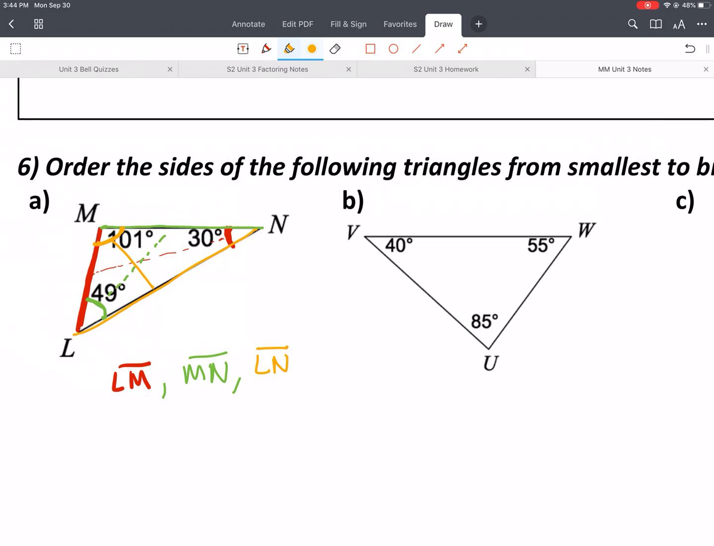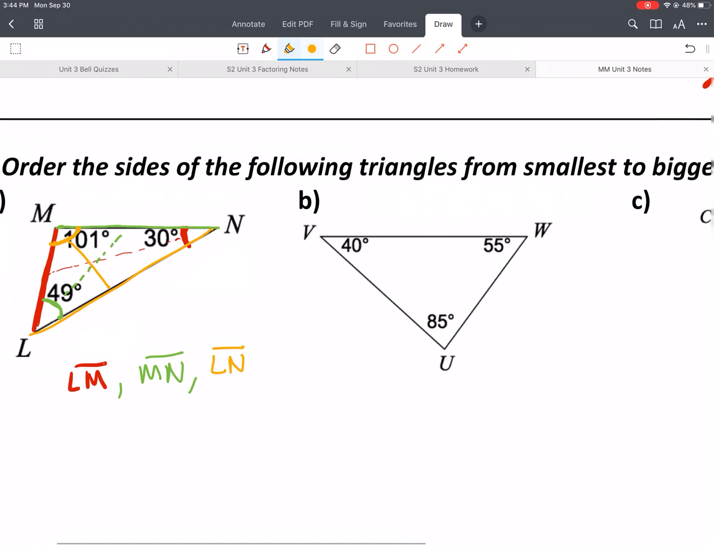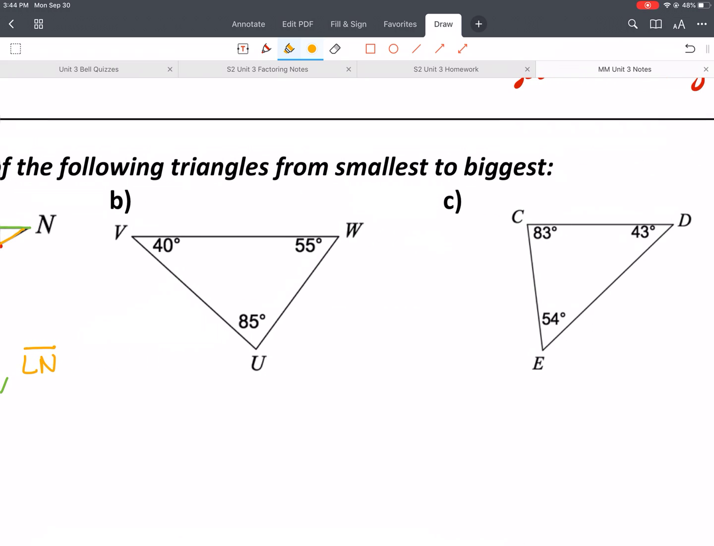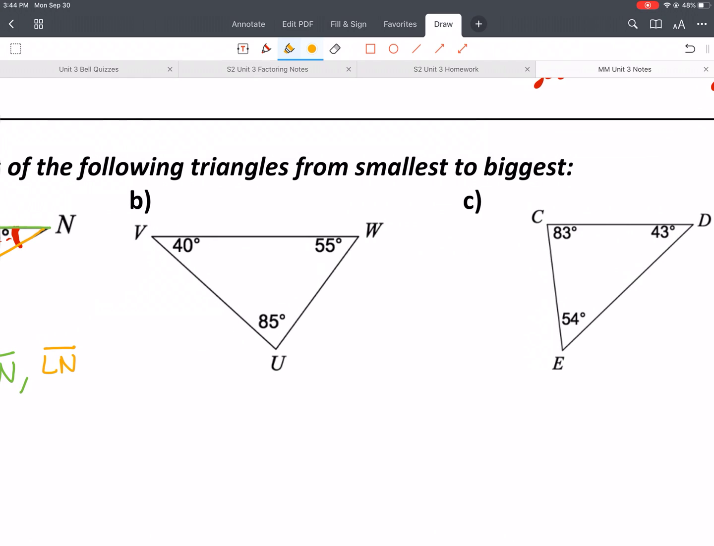All right? So let's do some more examples. I'll do B, and pause if you can to do C and D. Okay, so smallest angle, across from there would be our smallest side, so UW.